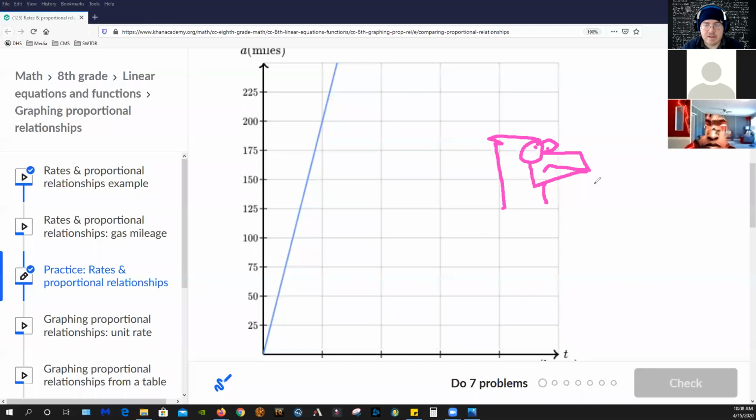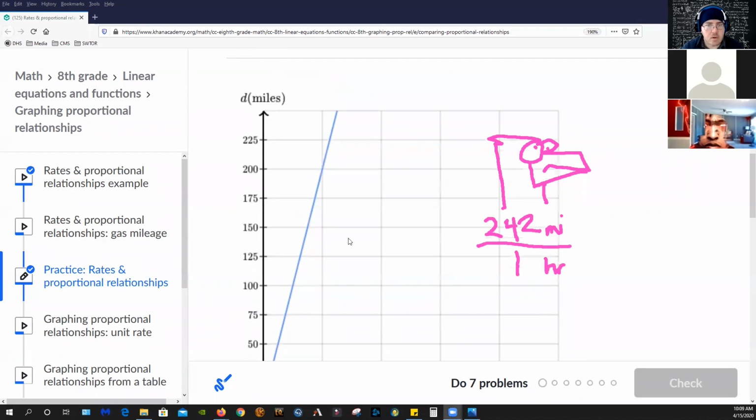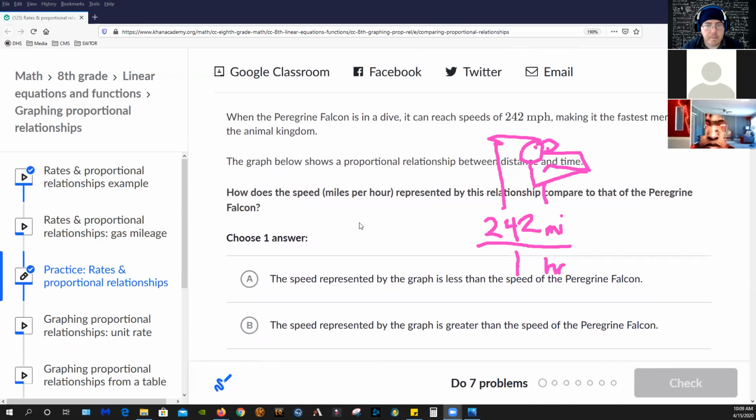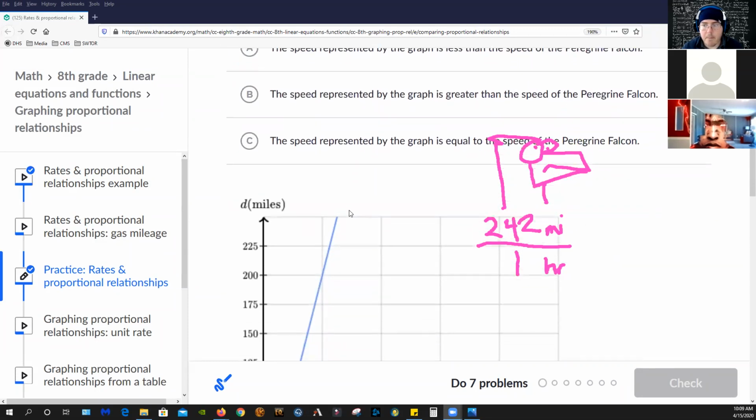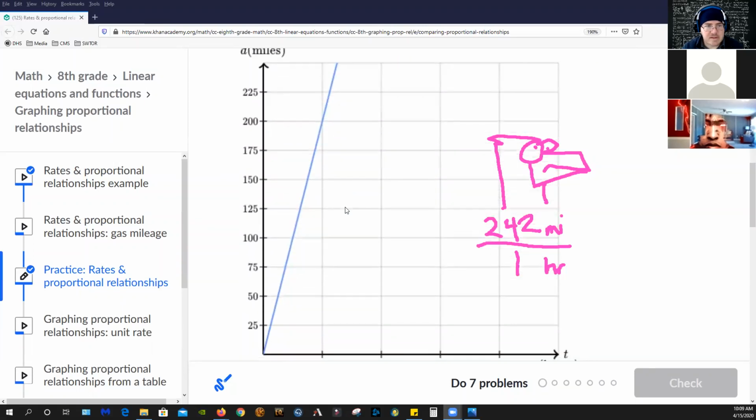That's not a very good falcon, but I stick by it. So the falcon, let me back that up, is 242 miles per hour, I believe is what it said. So that's miles per 1 hour. Let me scroll up and make sure that's what it said. 242. Yep. The falcon is 242 miles per hour. And we're being asked to decide if this graph is either greater, less than, or equal to that. So let's see.